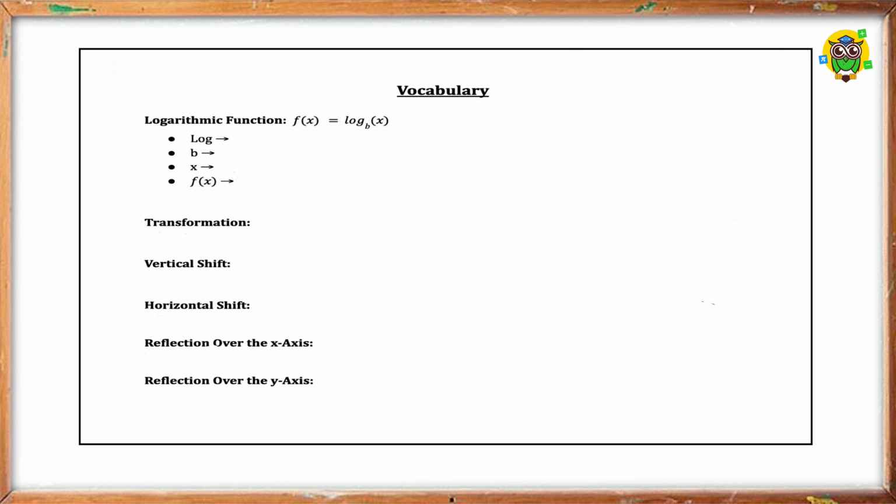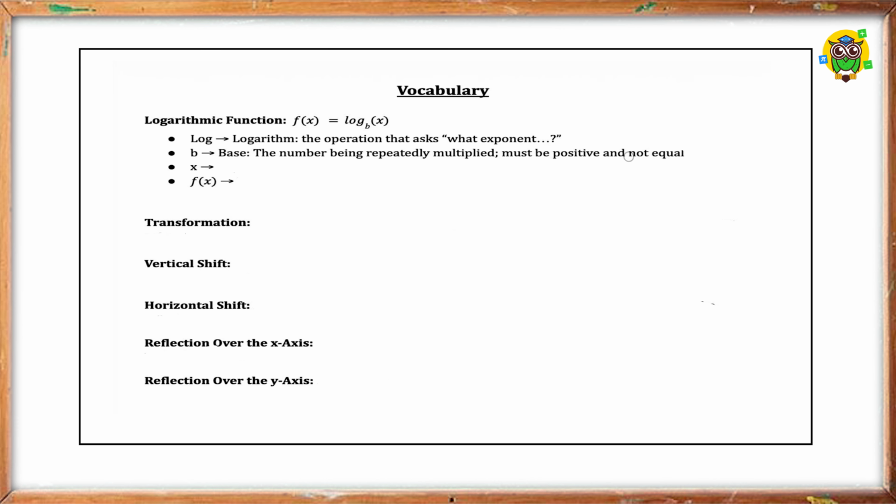We're starting off with the logarithmic function. f of x is equal to log base b of x. Log is short for logarithm, the operation that asks what exponent. b is short for base, the number being repeatedly multiplied. It must be positive and not equal to 1.